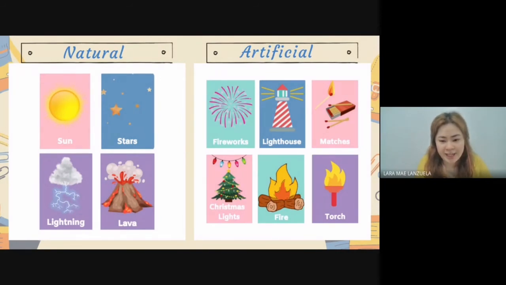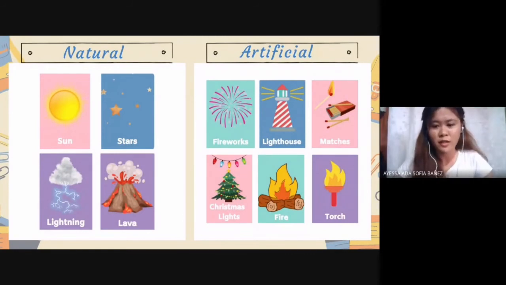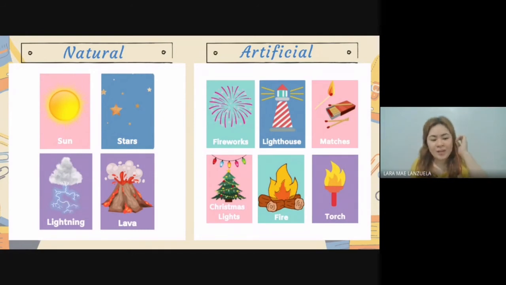How about the artificial lights? Artificial sources of light are man-made po, teacher. Very good. So, in short, natural lights came from the resources of the earth, while the artificial lights are man-made. So great job. You really learned a lot from our discussion. Now let's all give ourselves a great job clap. So 1, 2, 3. 1, 2, 3. Great job. Okay, so thank you, everyone. Let's now proceed to our application activity.